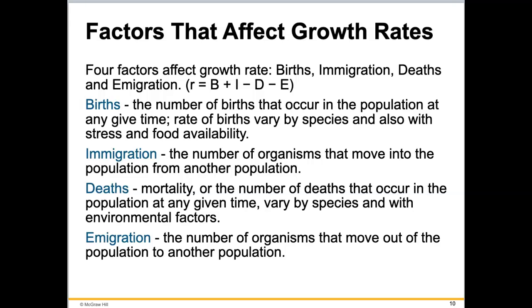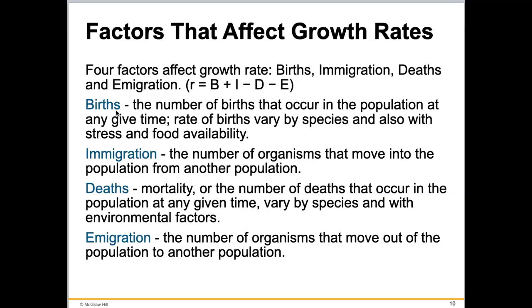Things that influence the population are going to be, what is the birth rate? How many births are you having in that population? How many organisms are actually moving in or out of the area? That's called immigration. What's the death rate or the mortality for the population, and what's the emigration, how many are moving out of an area? So immigration versus emigration.